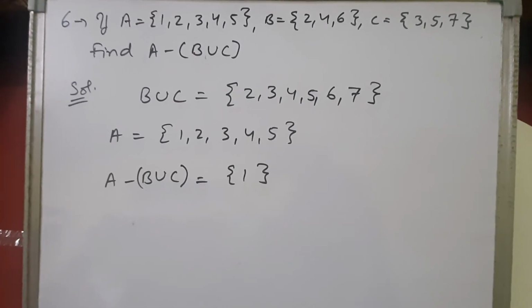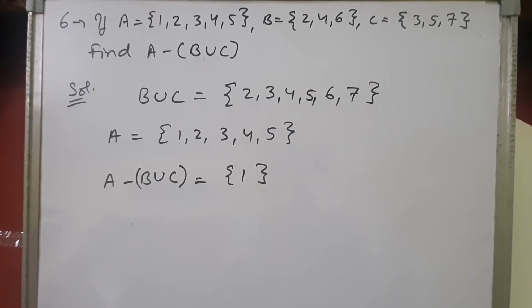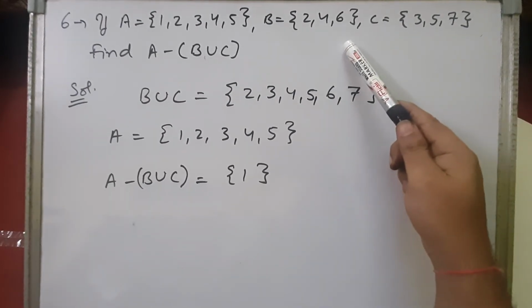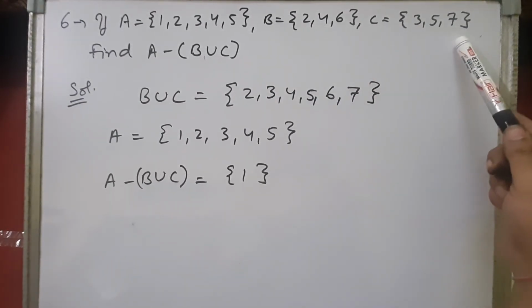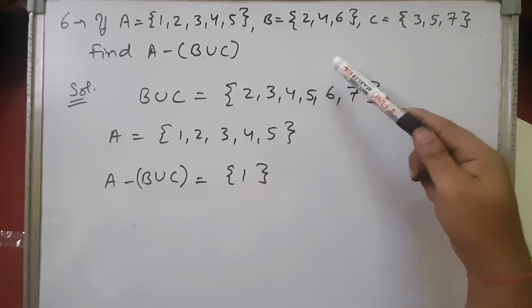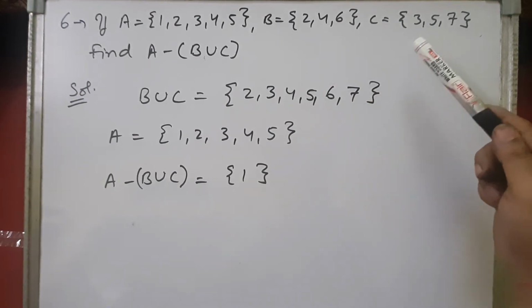Okay children, let's see another sum. Now in this sum it is given that set A equals 1, 2, 3, 4, 5, set B is equal to 2, 4, 6 and set C equals 3, 5, 7. Find the value of A minus (B union C). Right. So for that, what we'll do is first calculate the value of B union C.